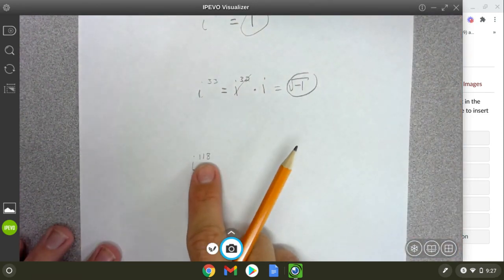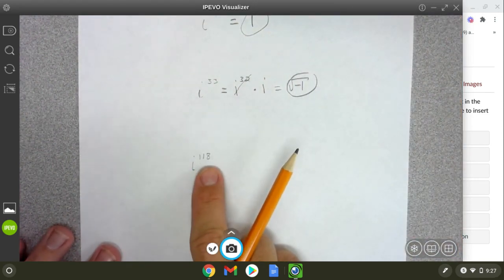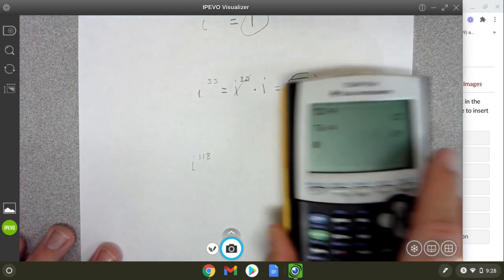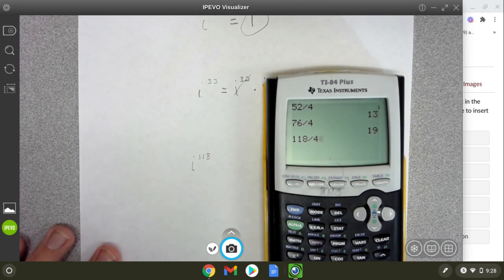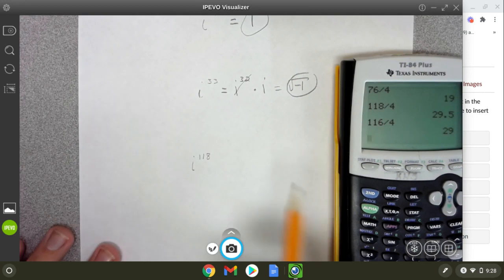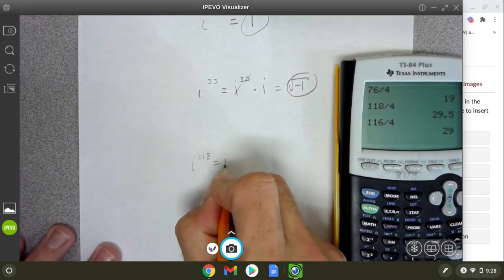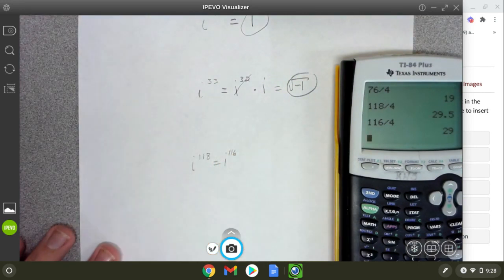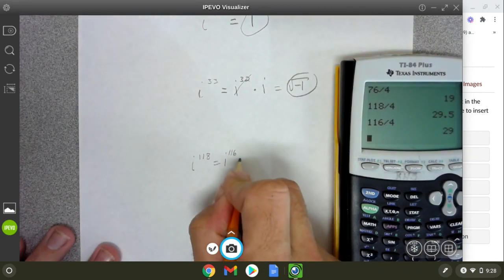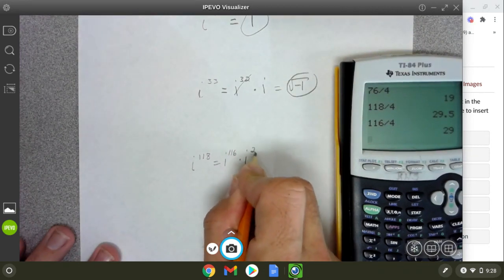So we want to find the closest multiple of 4 that comes before 118. All right, 118 divided by 4 does not divide evenly. I know it's not an odd number, so let me try 116. There you go, 29. So it does divide evenly. So I'm going to rewrite this as i to the 116th power times i to the second.